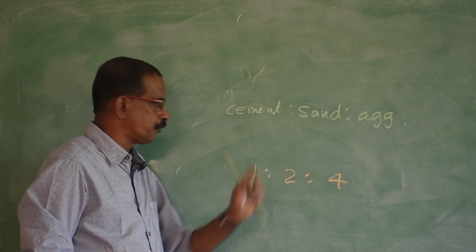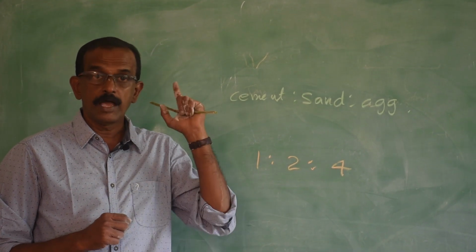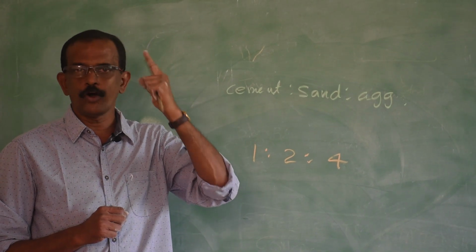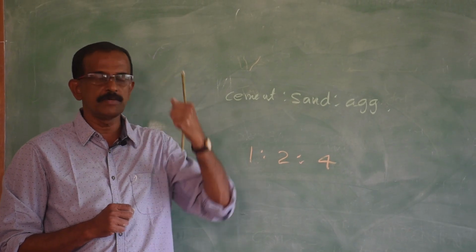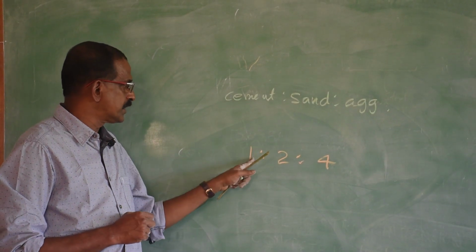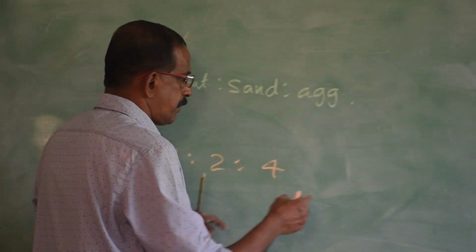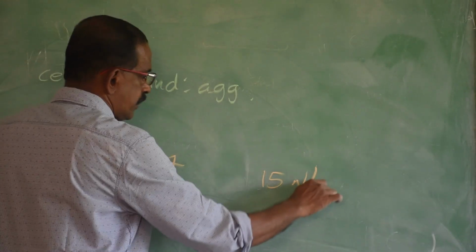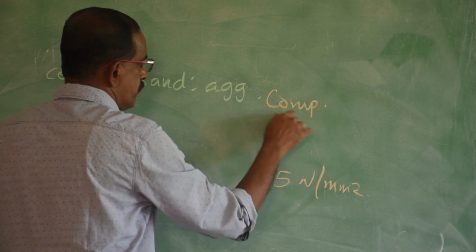So if you make a concrete like this in the ratio cement 1 part, sand 2 parts, aggregate 4 parts, and if you make a cube and test it, after how many days? 28 days. Why 28 days? Cement or concrete will attain its maximum strength at 28 days. When we discussed cement, I mentioned this. So if you test this concrete at the 28th day, that concrete will give a compressive strength of 15 newtons per mm square.